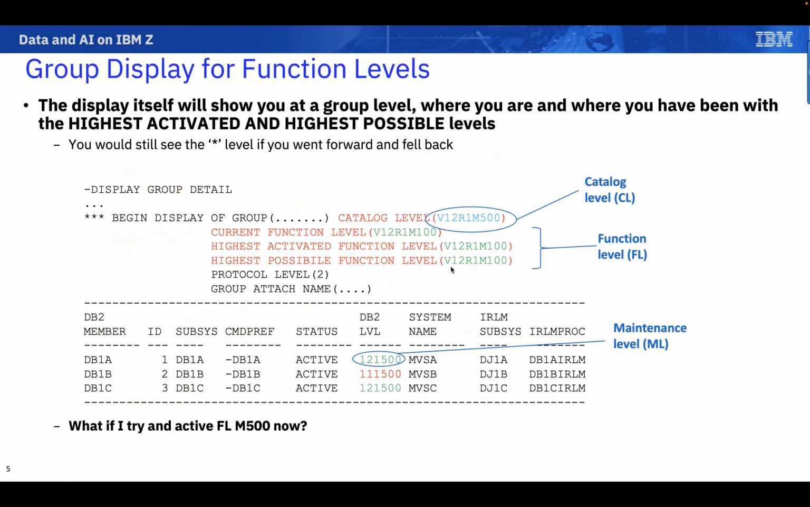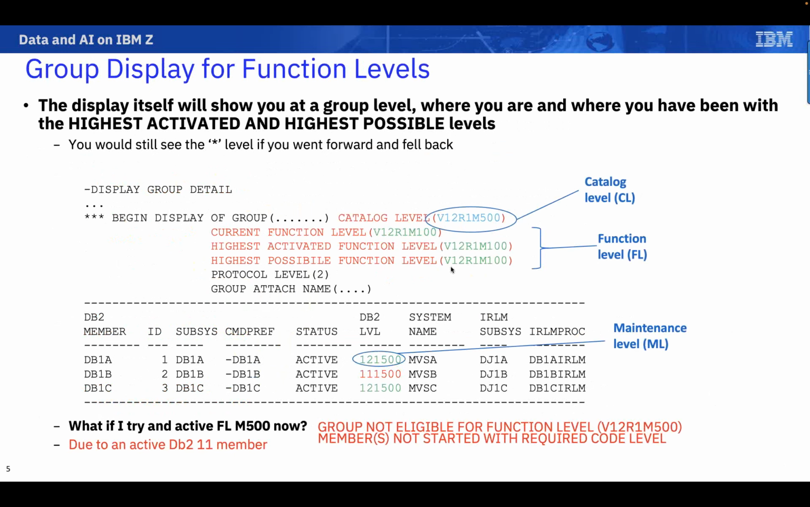So on this slide here, you'll see that the highest activated function level is 100, and currently I can only go to 100. And you ask why? Because all members have to be ready. The maintenance level and the catalog level have to be ready for all members before going to it. So in this case, where you're in coexistence with a version 11 member and 2 version 12 members, if you try to do the activate, you get that message.